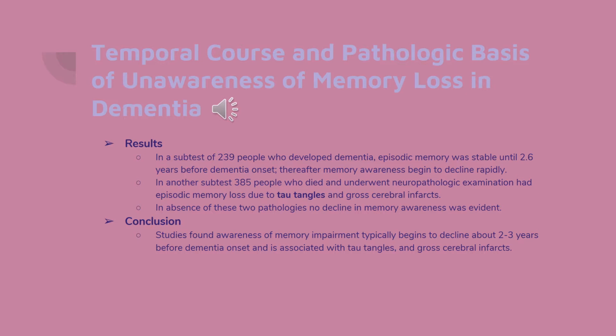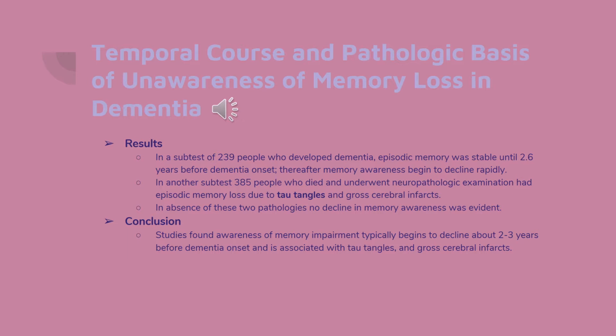In the other subtest, 385 people who died and underwent neuropathologic examination had episodic memory loss due to tau tangles and gross cerebral infarcts, which are plaques in the brain that I remember us going over in class, that damage the brain cells that pertain to memory. But in the absence of these two pathologies, no decline in memory awareness was evident.